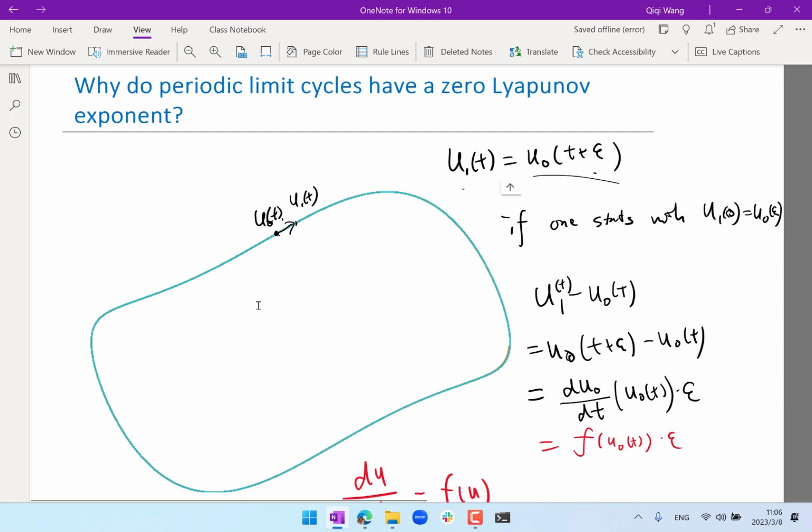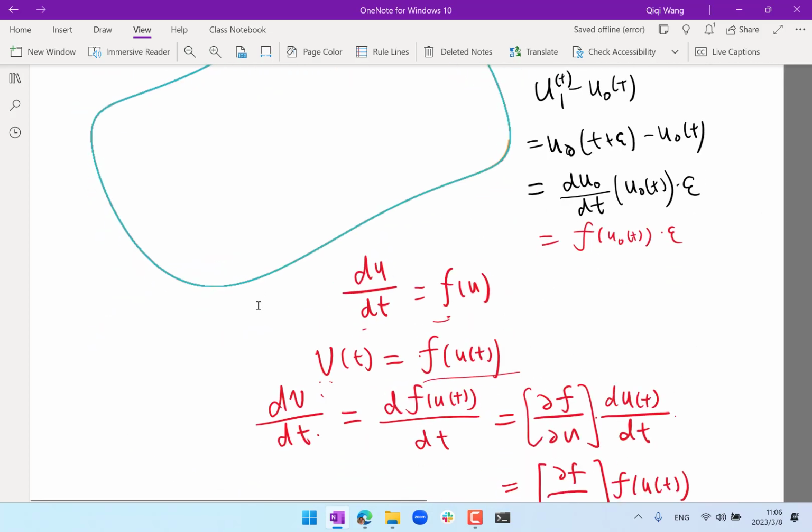And we have shown that that mode of perturbation that doesn't grow nor decay is actually in the direction of the time evolution. So that is du dt, or f of u. That's the mode that doesn't decay, corresponding to the zero Lyapunov exponent.